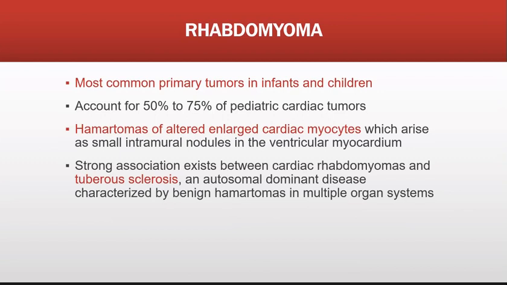Rhabdomyomas are the most common primary tumors in infants and children. They account for 50% to 75% of pediatric cardiac tumors. They are hamartomas of altered and large cardiac myocytes, which arise as small intramural nodules in the ventricular myocardium, measuring between 1 and 3 centimeters on average. There is a strong association between cardiac rhabdomyomas and tuberous sclerosis, an autosomal dominant disease characterized by benign hamartomas in multiple organ systems.